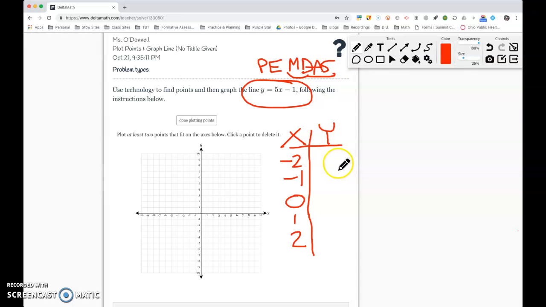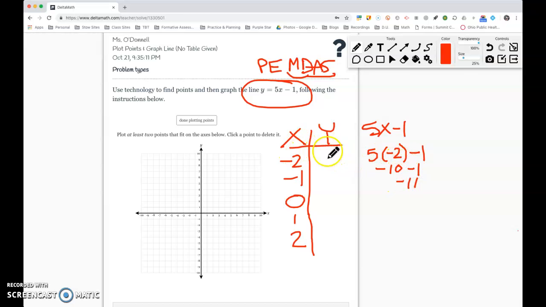Let's see here. We're going to go ahead and plug in. So I've got 5x minus 1 is what I'm working with. I'm going to plug in my input everywhere I see an x. So I see 5 times negative 2 minus 1. 5 times negative 2, that's negative 10. Negative 10 minus 1, well, that gives me negative 11.